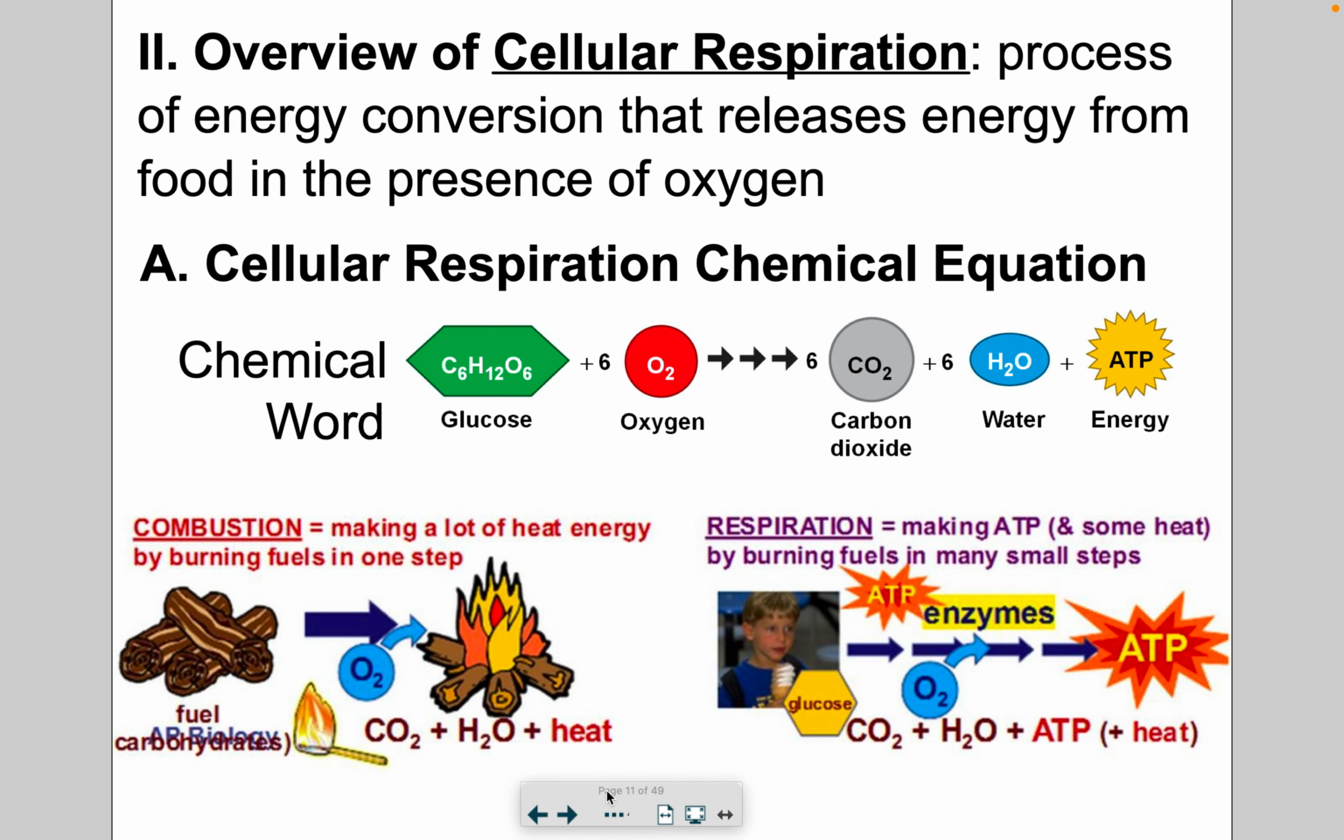This is also the equation for combustion. Wood is made up of carbohydrates. You need oxygen for a fire, and the waste products of a fire are CO2, water, and heat. Respiration, making ATP and some heat, we basically do over many steps, and that's why you see multiple arrows here. We take glucose, we cleave off a bond or a carbon, we have some oxygen in there, we go through a lot of different stepwise formation, but we end up with ATP energy, carbon dioxide, and water as waste products.